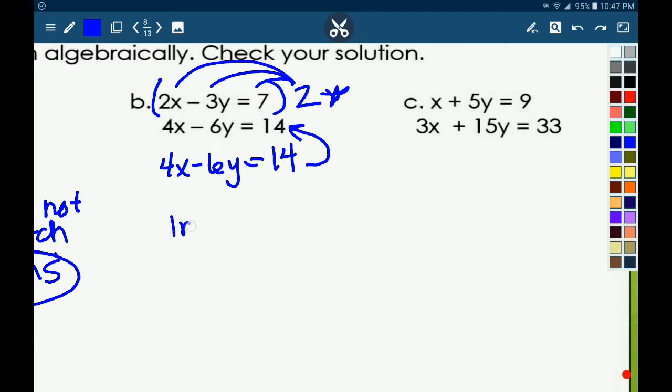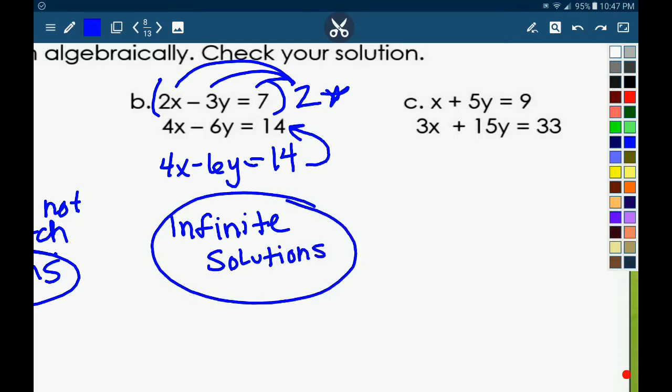That's going to be infinite solutions because they're the same line. If they're the exact same line, then they're going to intersect everywhere. So that one was infinite solutions.